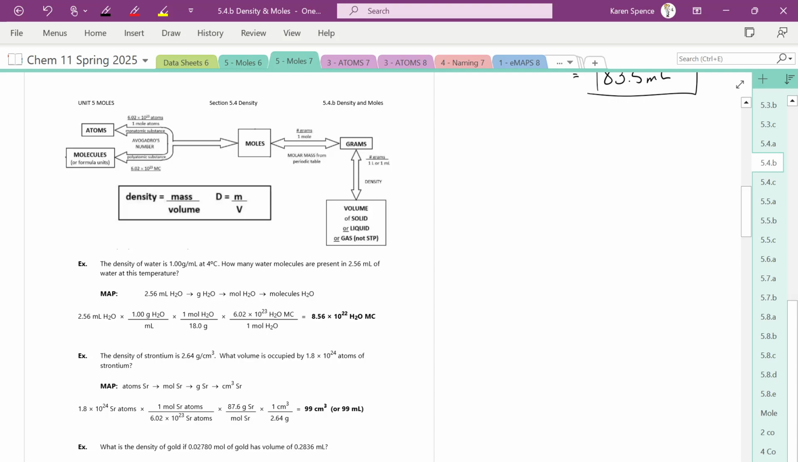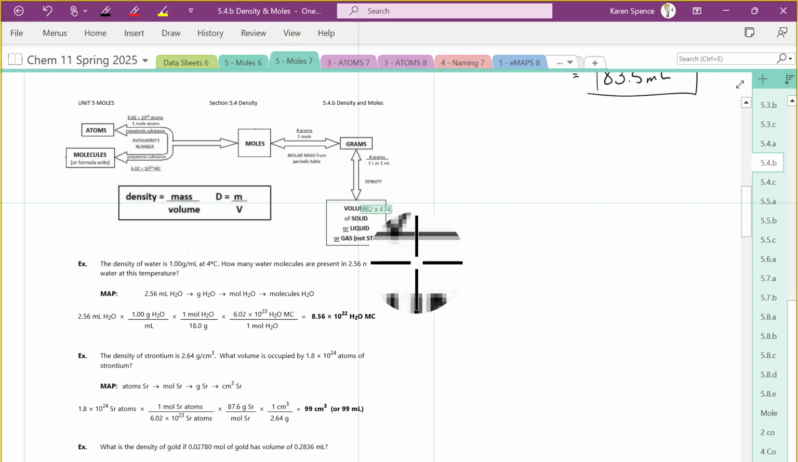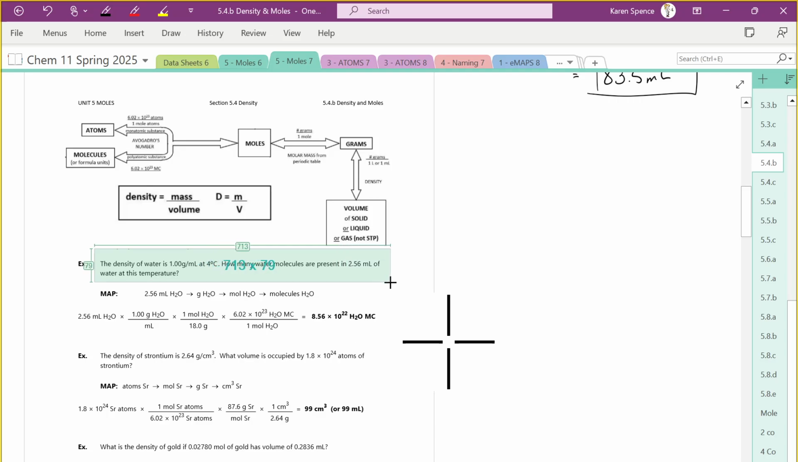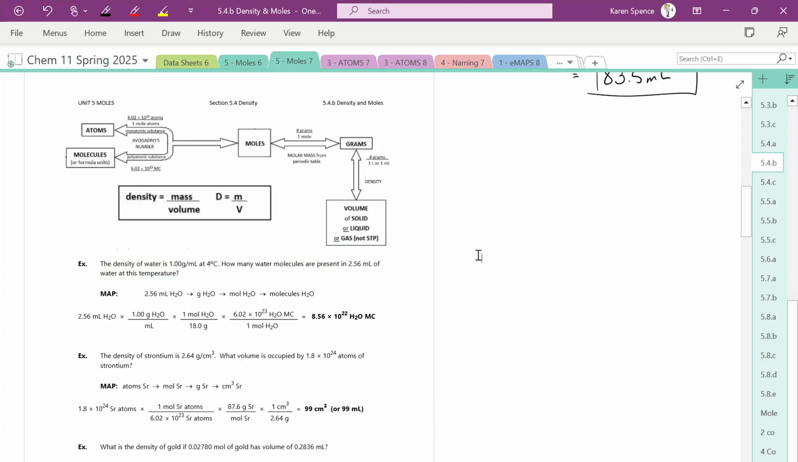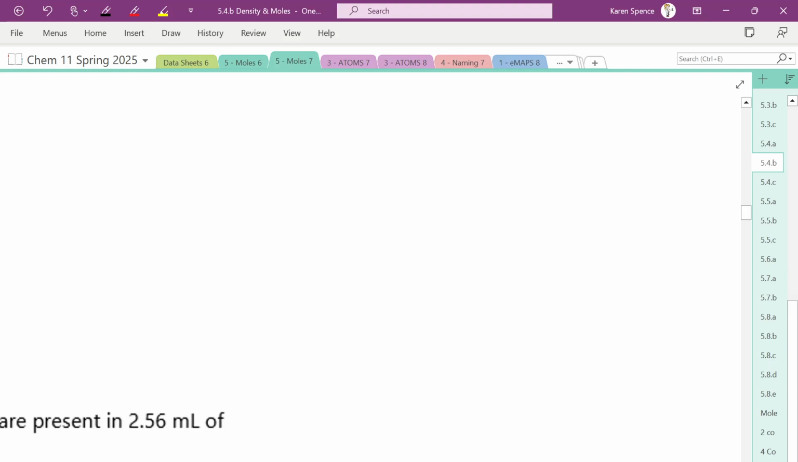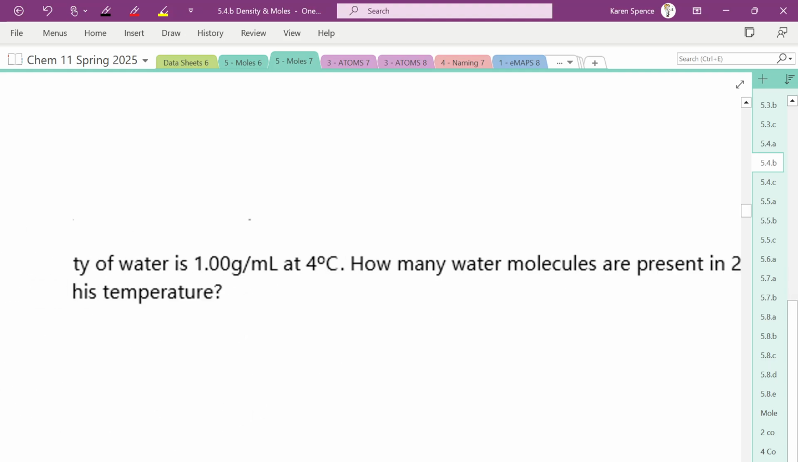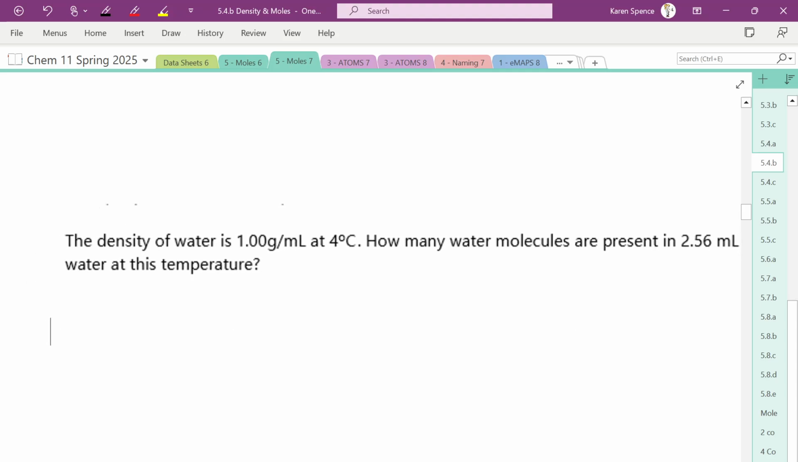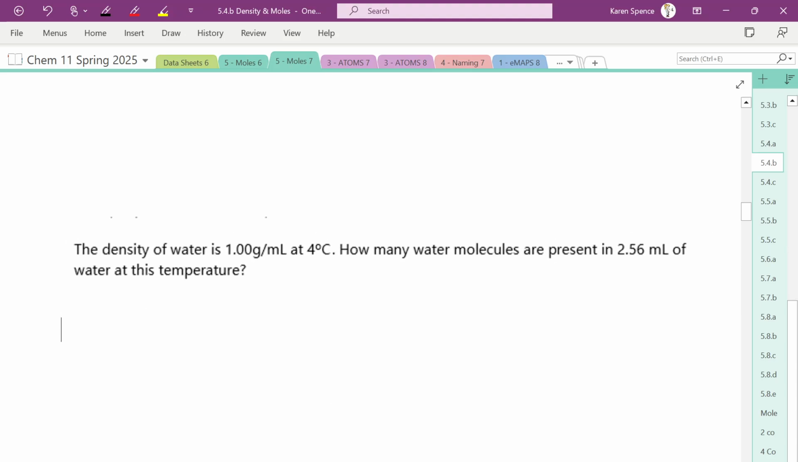The density of water is 1 gram per milliliter. This is on our next page. The density of water is 1 gram per milliliter. Whoa, where are you going? How many water molecules are present in 2.56 milliliters at this temperature?